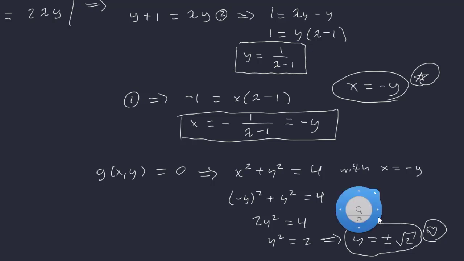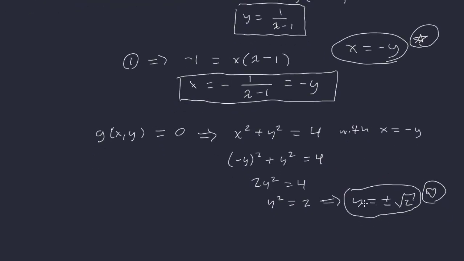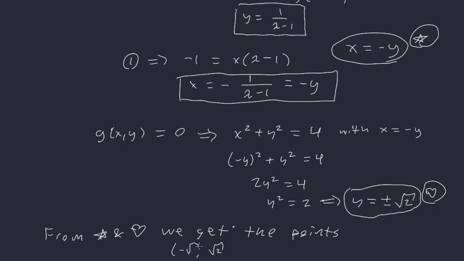Now, from star and heart, well, y is plus or minus root 2, and then star tells us that x is always negative y. So, from star and heart, we get the points. Well, when y is square root 2, x is going to be negative of that.